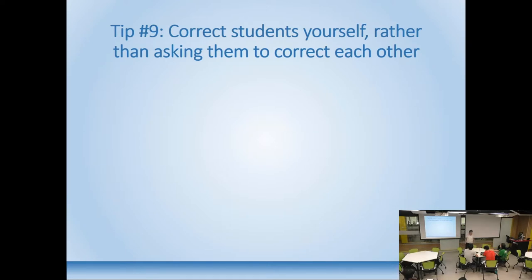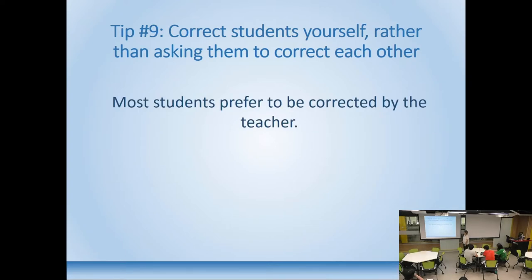Correct students yourself rather than asking them to correct each other. Never say never, but I'll tell you why I'm saying this. There is evidence that most students prefer the teacher to correct them. I've actually researched this in a minor way myself.